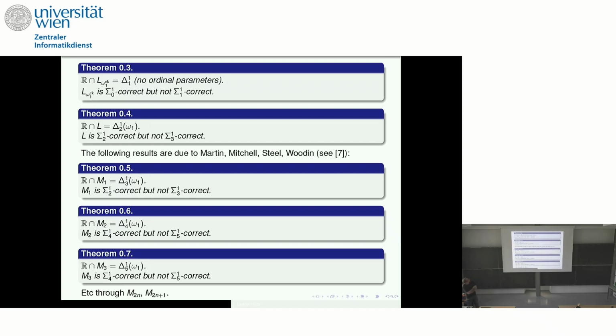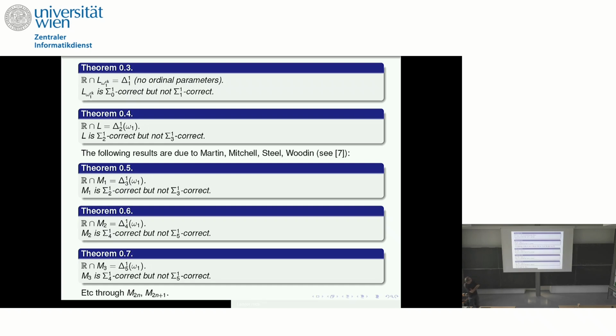So the reals of L omega 1 ck, the least admissible ordinal, are just the delta 1 1 reals, so with no ordinal parameters, it's delta 1 1 definable. And this model is sigma 0 correct, but it's not sigma 1 1 correct in V. Up one level to L, the reals are delta 1 2 in a countable ordinal now, and L is sigma 1 2 correct. So it went up two quantifiers from here to here. It's not sigma 1 3 correct.